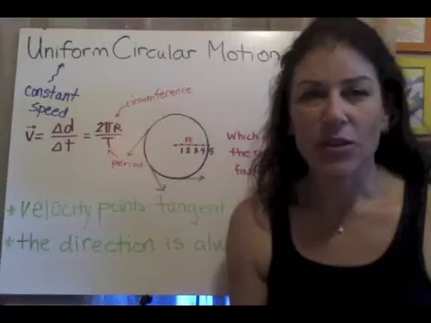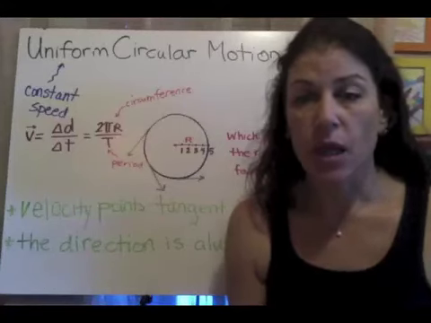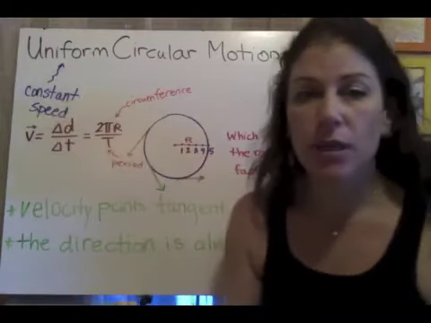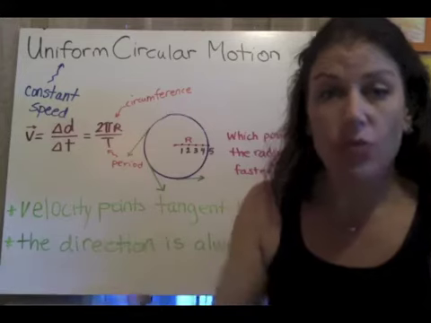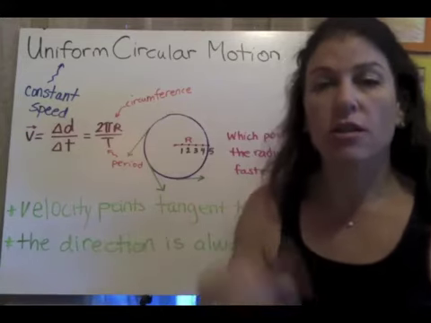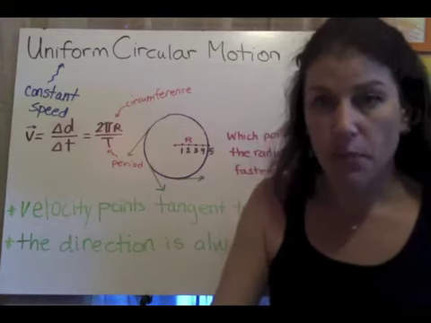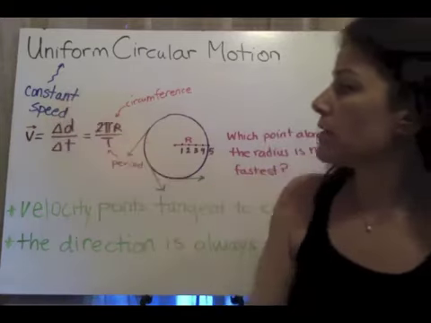Hi, today we're going to talk about uniform circular motion. The word uniform in this phrase means constant speed. There is non-uniform circular motion with changing speeds, but that's not what we're going to deal with at this level. Okay, so we're going to deal with only constant speed.